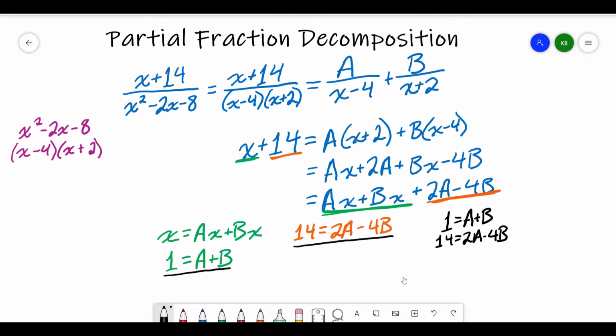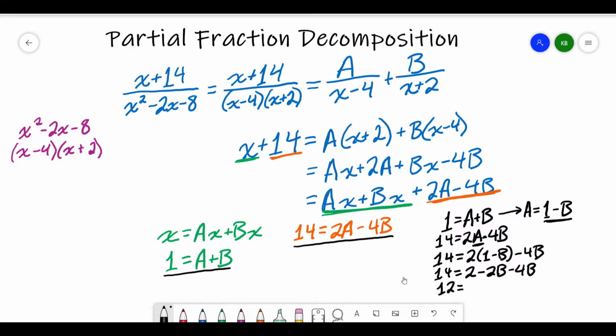All right, so I'm going to use substitution. I'm going to notice that the first one tells me that a equals 1 minus b. And then I'll substitute 1 minus b in for a into my second equation. So I have 14 equals 2 times 1 minus b minus 4b. And now I can distribute the 2 and I'll get 14 equals 2 minus 2b minus 4b. Subtracting the 2 to the other side, I'm left with 12 equals minus 2b minus 4b, which is minus 6b.